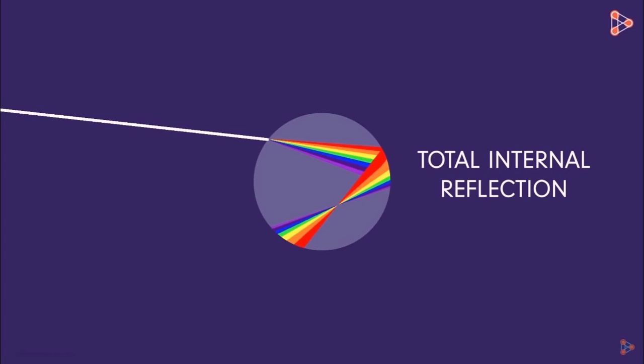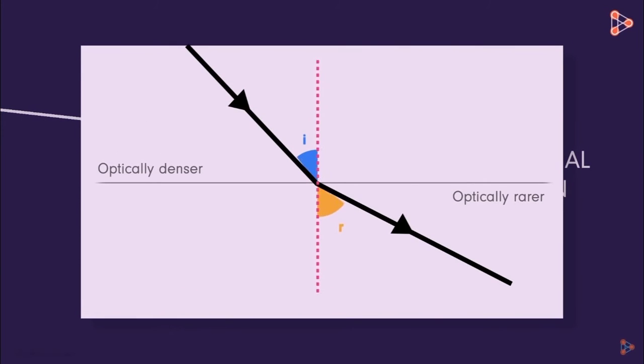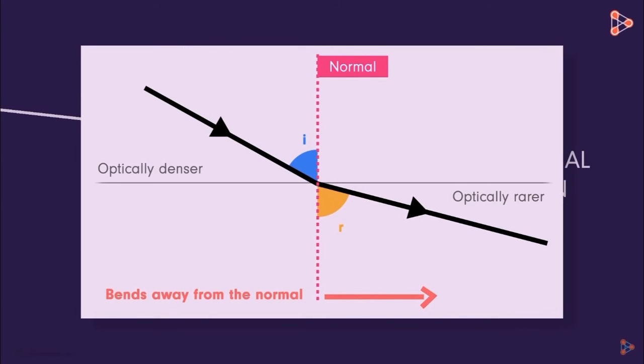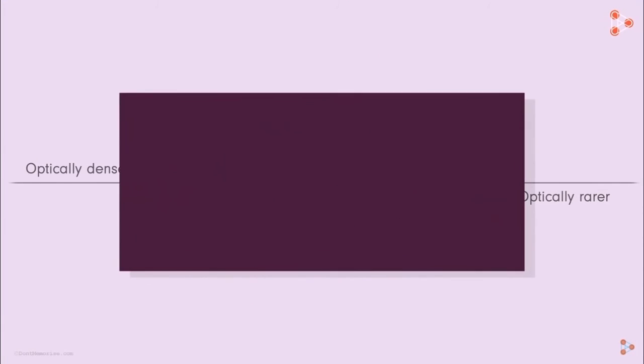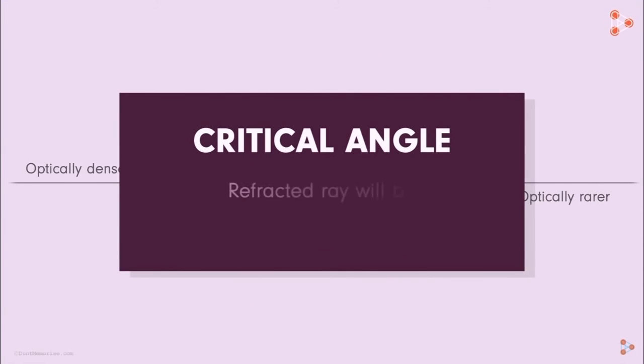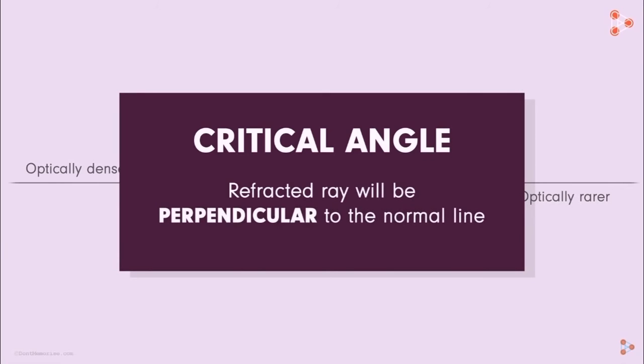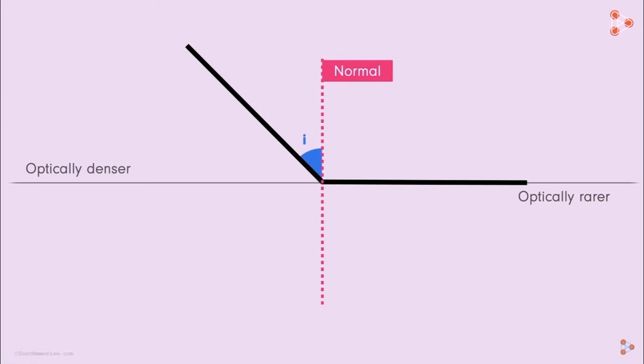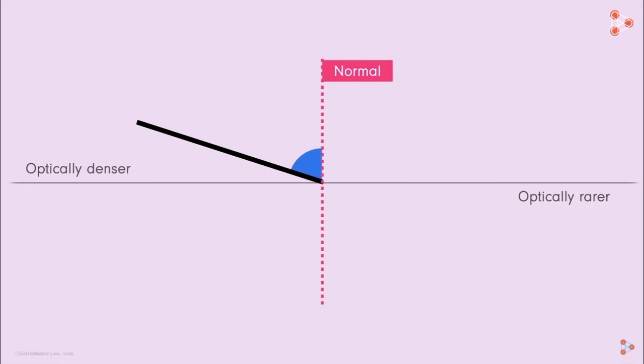We know that when a light ray travels from a denser medium to a rarer medium, it bends away from the normal. So the angle of refraction will be more than the angle of incidence. There is some angle called the critical angle at which the refracted ray will be perpendicular to the normal. Now we can see that the refracted ray is perpendicular to the normal. If you further increase the angle of incidence, then the refracted ray will not travel to the other medium. So we can see that it is reflecting in the same medium. This is what happens in a water droplet.